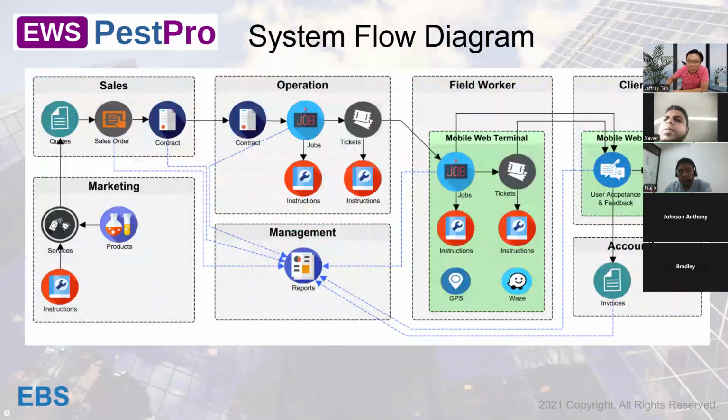Okay. So this is a system design, system flow diagram. Just to share with you roughly what the back end architecture looks like. This is the sales department. They use the quotation module, sales order, and the contact. Then the operation department will use the contract. Contract means that you can manage a contract.